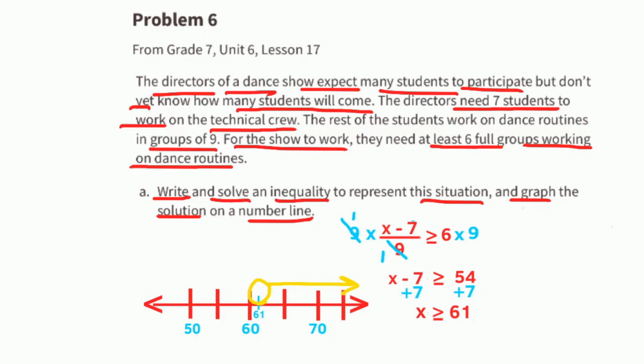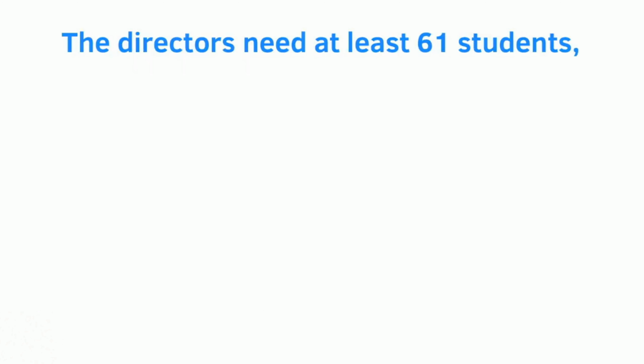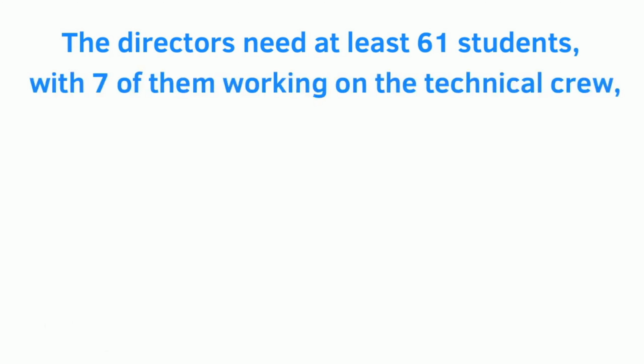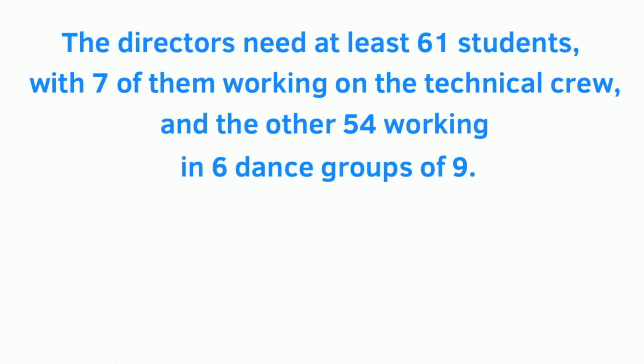And here's the graph for the inequality. B. Write a sentence to the directors about the number of students they need. The directors need at least 61 students, with 7 of them working on the technical crew, and the other 54 working in 6 dance groups of 9.